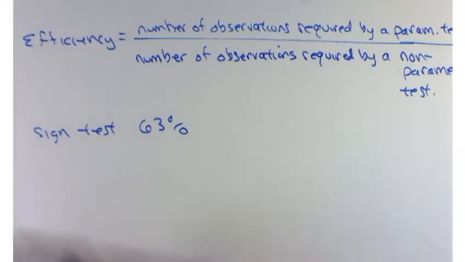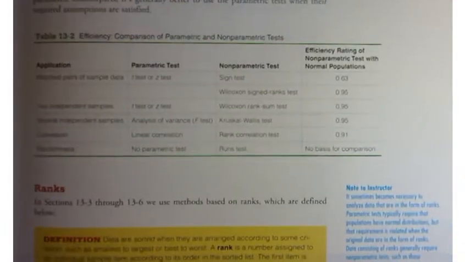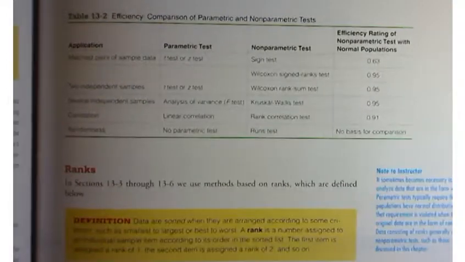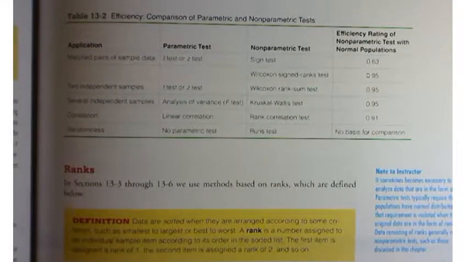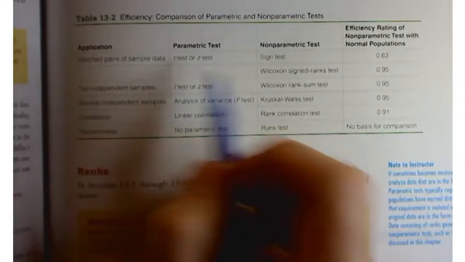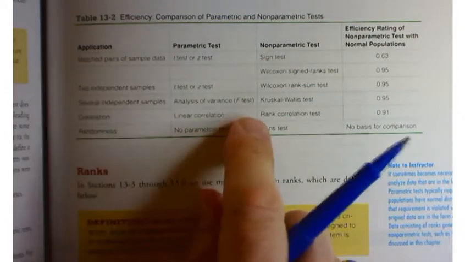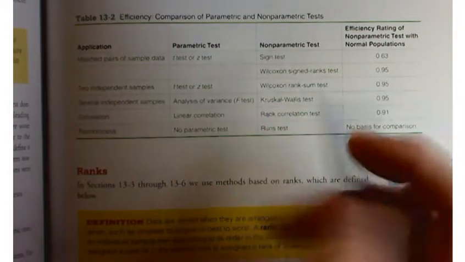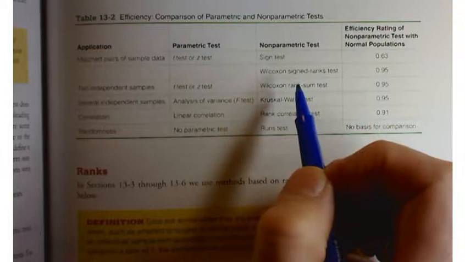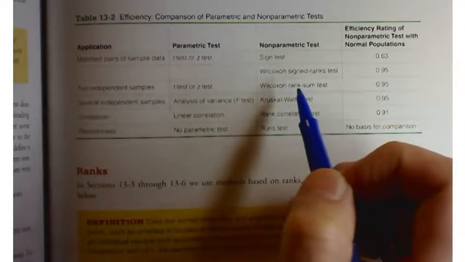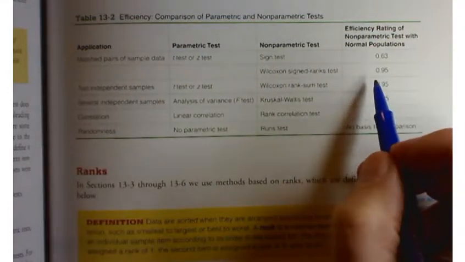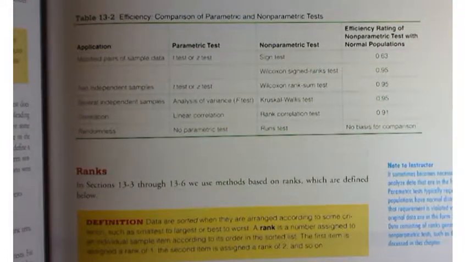Now, each test that we can consider in Chapter 13 has a test that's equivalent to it in the parametric world. For the sign test, you can have an equivalent z-test or t-test. A better version of the sign test is something called the Wilcoxon signed-rank test. And that efficiency is 0.95. So that's actually pretty good.